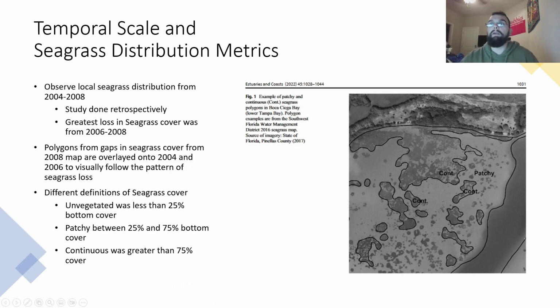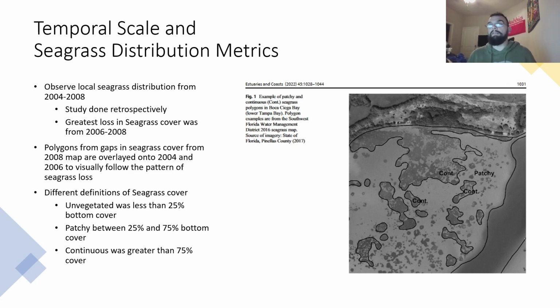The temporal scale was done because it was actually a retrospective study. In 2006 to 2008, they observed one of the largest losses in seagrass cover. So they wanted to bring it back to 2004 to see if that same pattern was going into 2006. Polygons from gaps and fragmentation in seagrass cover from 2008 were overlaid onto the 2004 and 2006 maps to visually follow this pattern of seagrass loss.